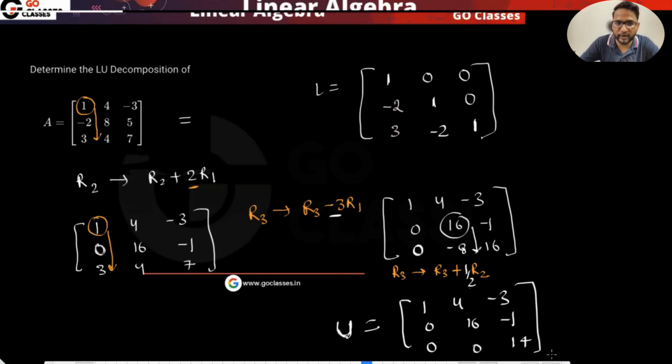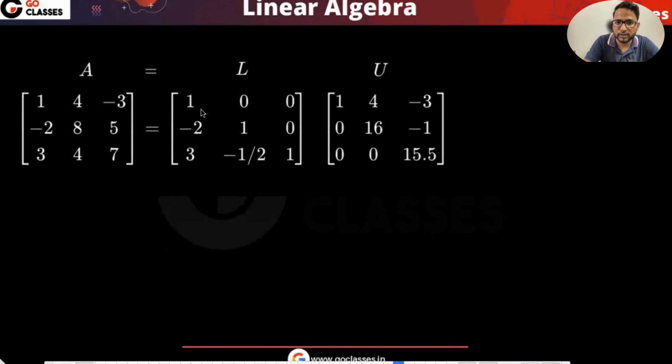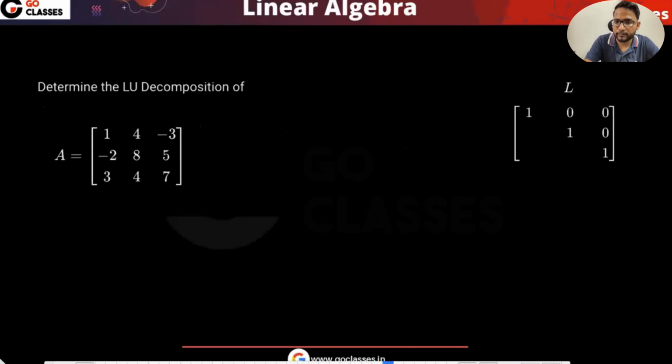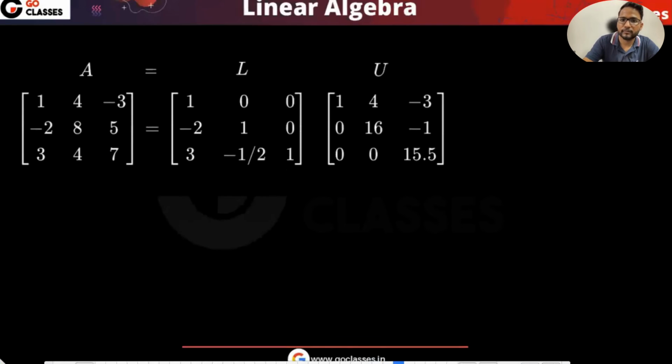which is 15.5, minus half, which is 15.5. And now it is not minus 2, it is minus 1 by 2. So L is 1, 0, 0, minus 2, 1, 0, 3, minus 1 by 2, 1. Let's just check it. This is L, and U is 1, 4, minus 3, 0, 16, minus 1, 0, 0, 15.5. Yeah, that is correct. So that's how you can decompose it.